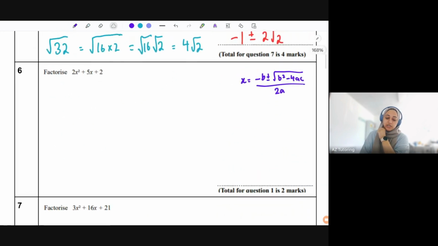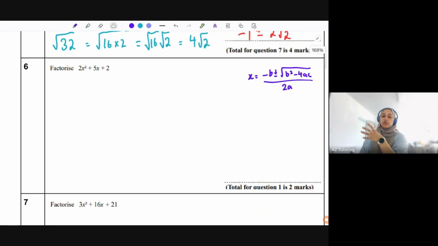With the quadratic formula, it just means less thinking because you're just plugging all the numbers straight into the formula and it just works. So we've got a equals 2, b equals 5, and c equals 2. So this time we're not solving, so we're not finding what x is, we're factorizing it. So there's an extra step to do. So I'm going to substitute everything into the formula and show you what we get.